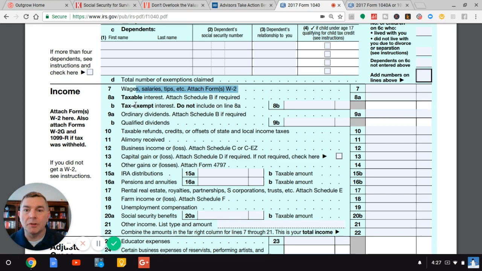These are the two numbers I want to talk about here, though. Actually, 4. All right, so we've got taxable interest, tax-exempt interest, ordinary dividends, and qualified dividends. So we've got 8A, 8B, 9A, 9B. Taxable interest is all the income you get from your CDs, a government bond, a corporate bond, anything that pays you interest. That will show up in this line right here, and that's 100% taxable to you as ordinary income.